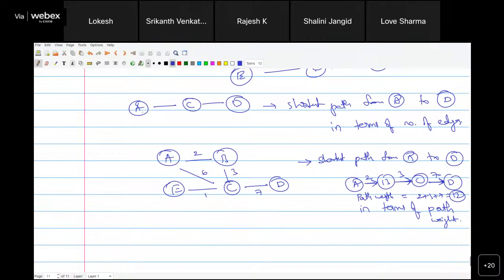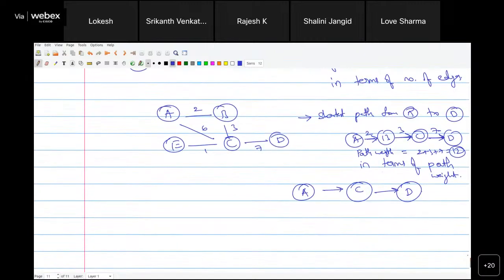But initially we thought A to C, C to D is the shortest, but that will not be the shortest in terms of path weight. If I look at the path weight of that path, A to C weight is 6 and C to D weight is 7. So the weight of the path will be 6 plus 7, which is 13. This 13 is greater than this 12. So the shortest path from A to D in terms of path weight is A to B, B to C, C to D. So this is the difference.